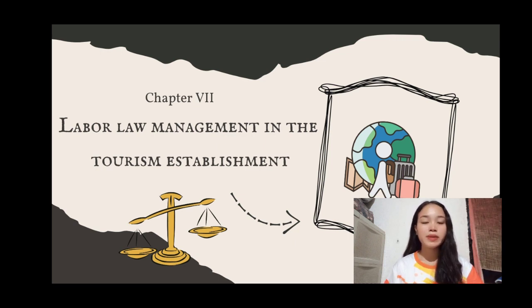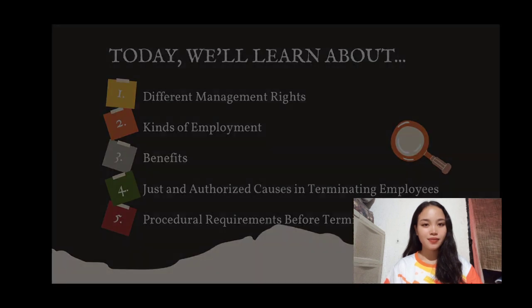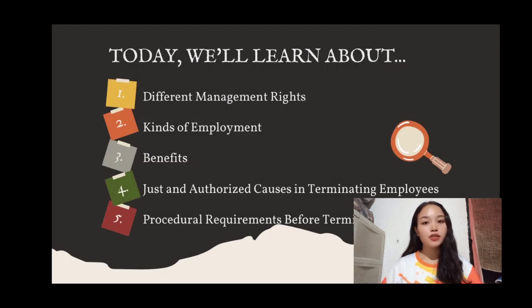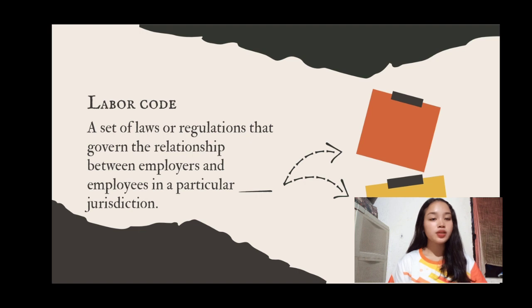Today's chapter, we will be discussing Chapter 7, which is Labor Law Management in Tourism Establishment. Today, we'll learn about different management rights, kinds of employment, benefits, just and authorized causes in terminating employees, and procedural requirements before termination. One of the most important laws which any industry practitioners must know is the Labor Code.